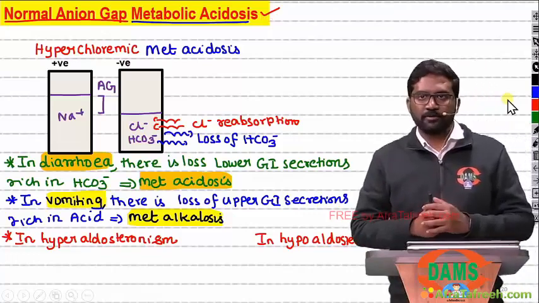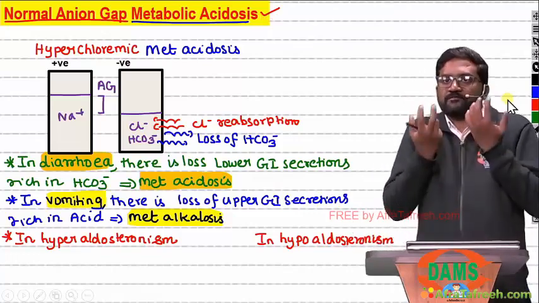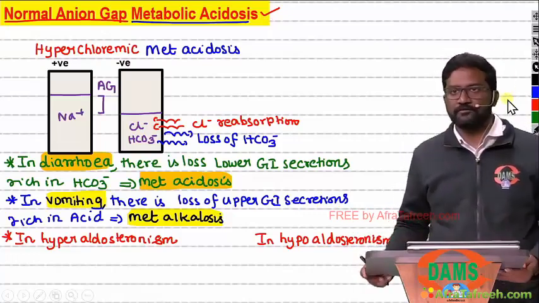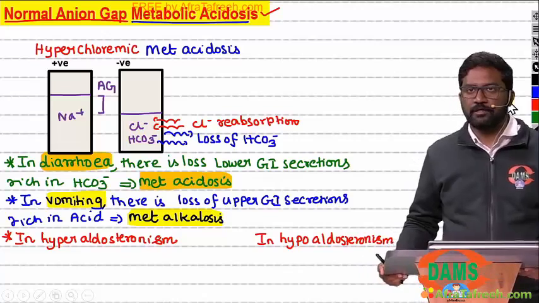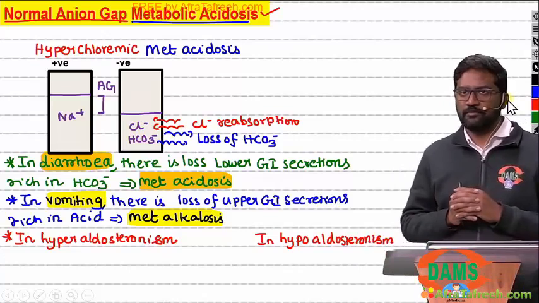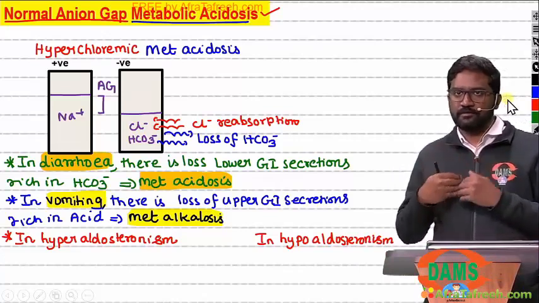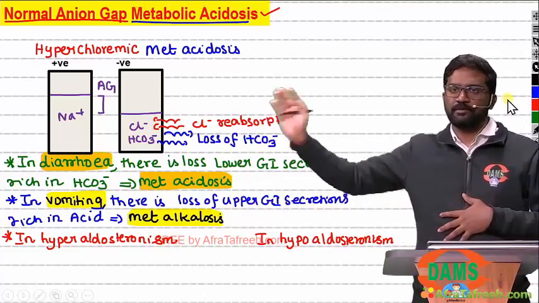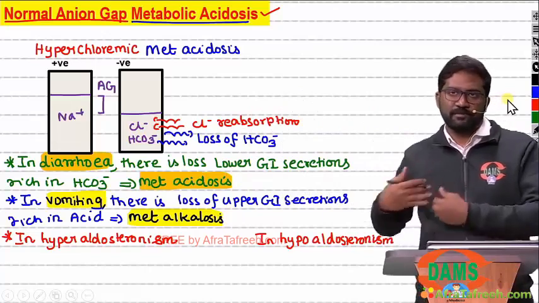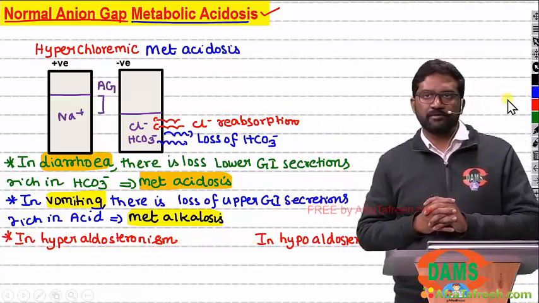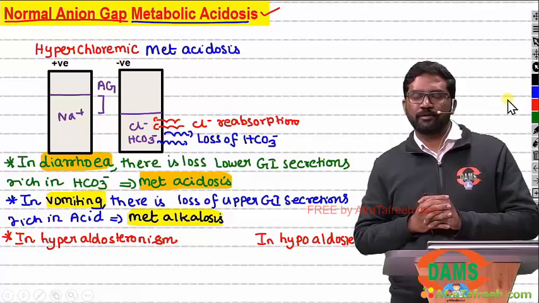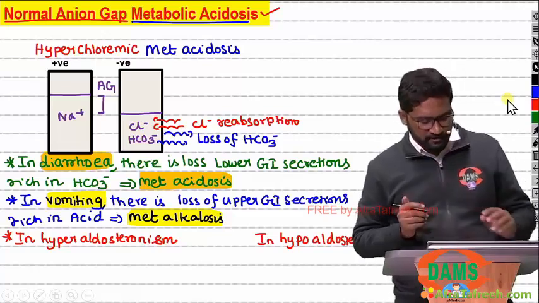In hyperaldosteronism, there is excess sodium reabsorption. So for whatever extra sodium is coming into your body, what will be lost into the urine? A lot of sodium is coming, so in the urine there will be excess loss of K plus and H plus. Because K plus is lost from the body, the body will develop hypokalemia. H plus is also lost, so the body will develop metabolic alkalosis.